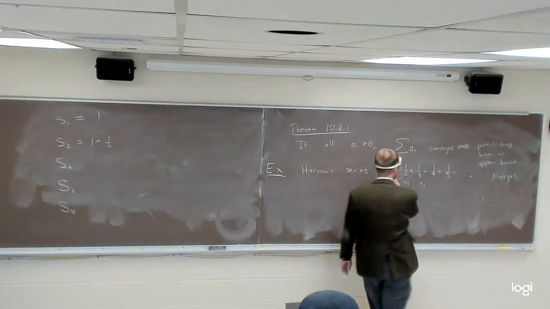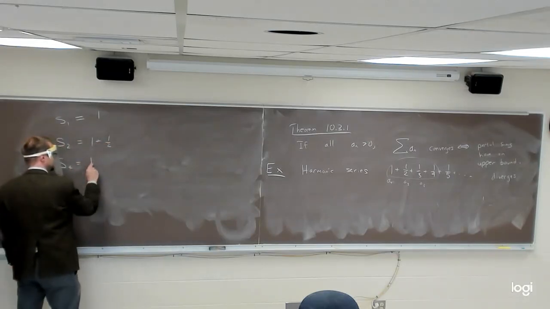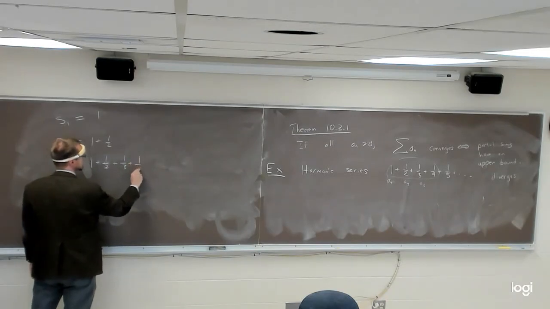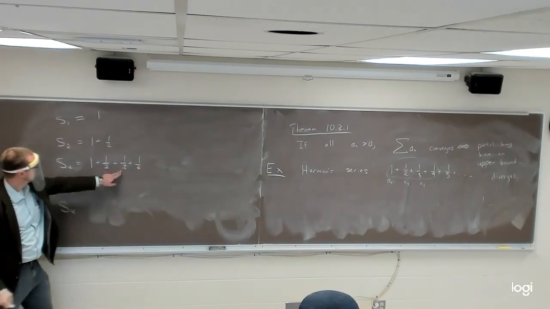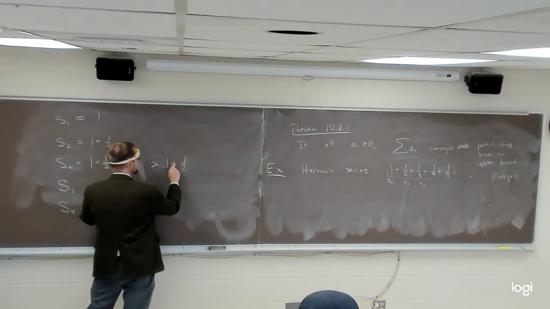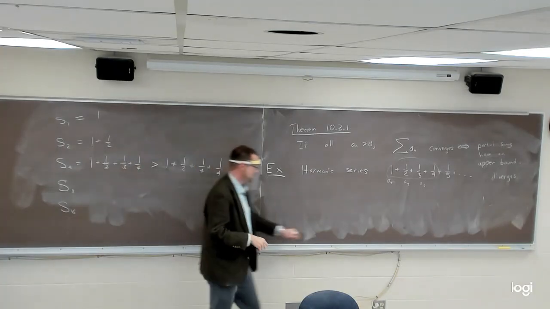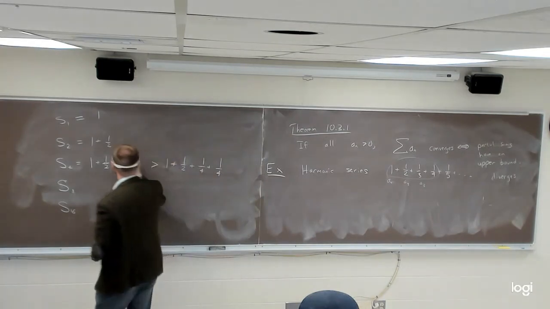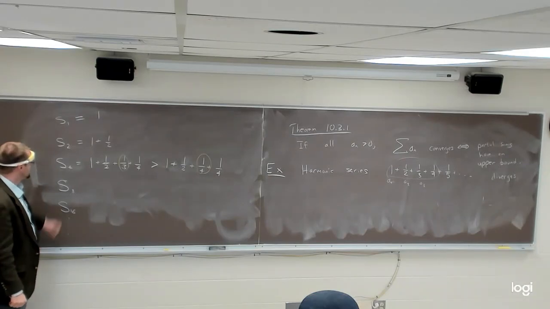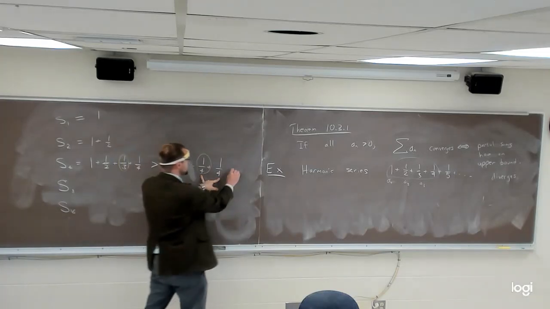If I look at S4, I'm adding up these 4 terms, and rather than evaluating that exactly, I'm going to say that's bigger than 1 plus a half plus a fourth plus a fourth. Because, after all, a third is bigger than a fourth, right? This is bigger than that. So my fourth partial sum is bigger than 1 plus a half plus a half, bigger than 2.